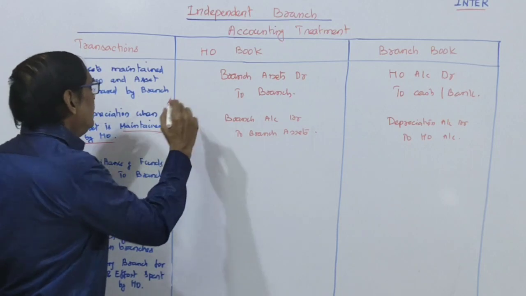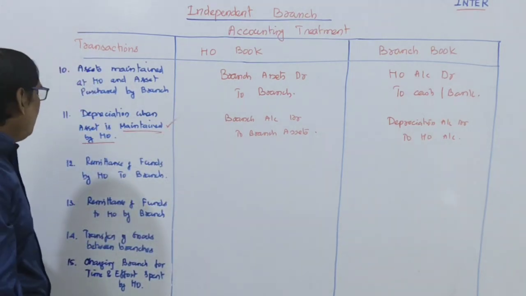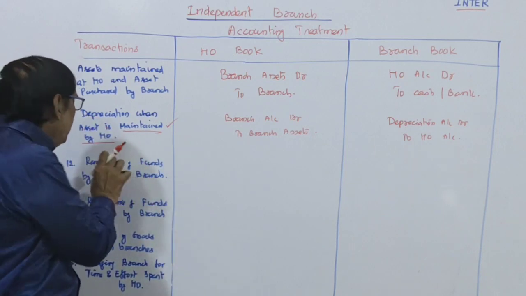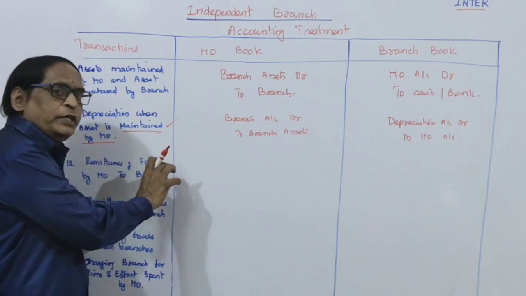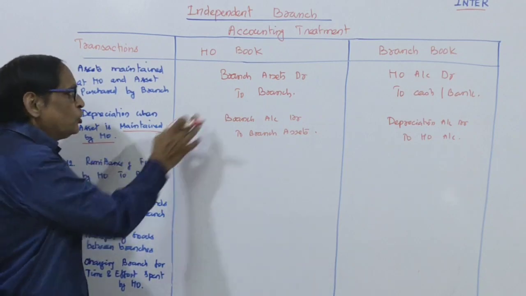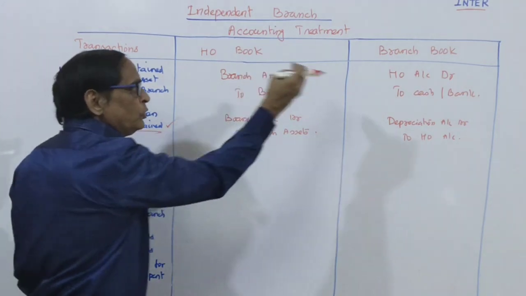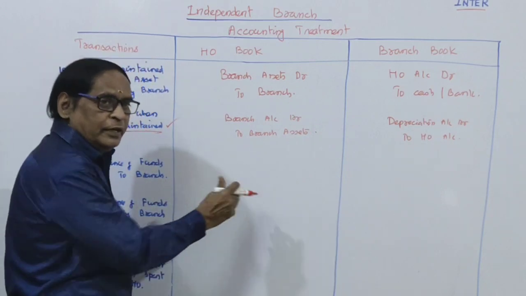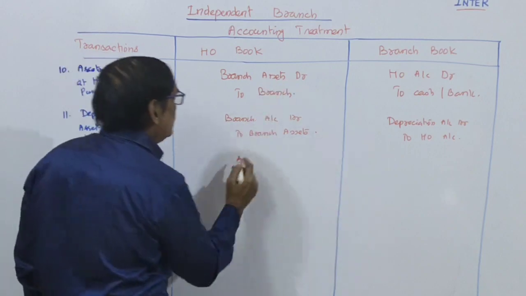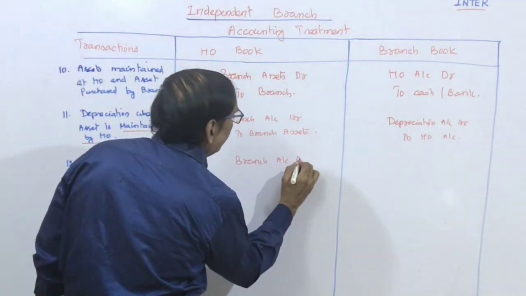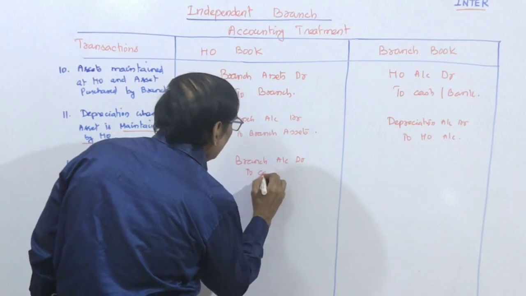So this is clear. And then remittance of funds by head office to branch. So the amount is sent by head office to branch. Who is the receiver? Branch is the receiver. Who is the payer? Head office is the payer. So now we are paying to the branch account. So who will be the receiver here as far as head office is concerned? Branch. So branch account debtor to cash or bank.